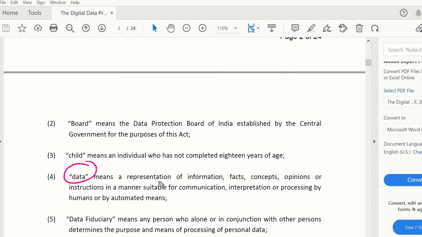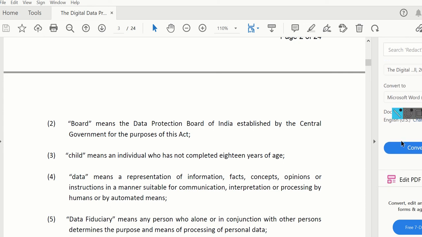What actually does data mean? Data means a representation of information, facts, concepts, opinion, or instructions in a manner suitable for communication, interpretation, or processing by humans or automated means. The processing can be done by humans, or by automated means. That means if you are providing your data to any website or application, automated processing of the data is also happening. So this is how they have categorized what data means.